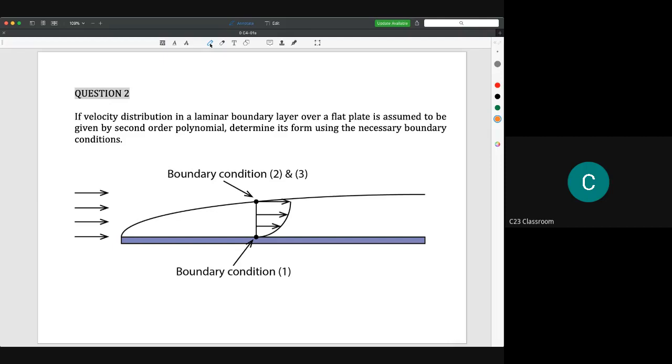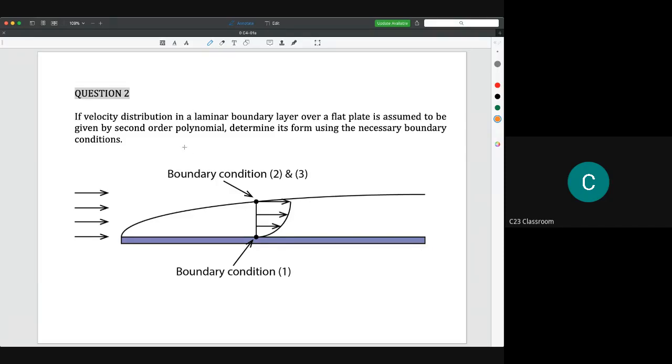So the problem is we need to know whether that velocity distribution can be changed as we like, or whether that velocity distribution is actually fixed. Meaning we do certain derivation and then the velocity distribution comes out. Okay, let's say we have this question.